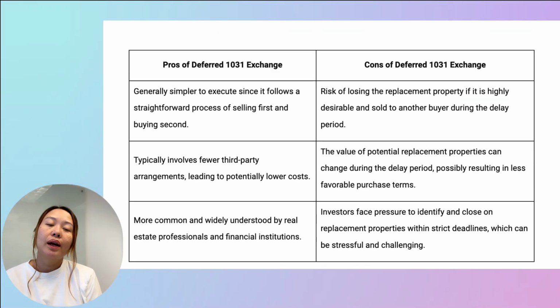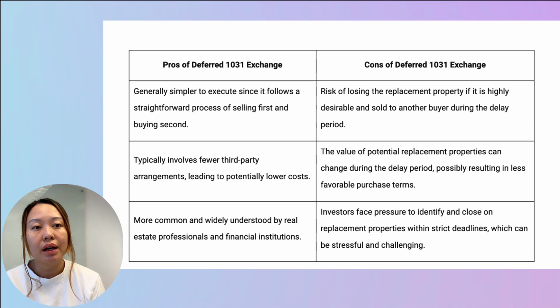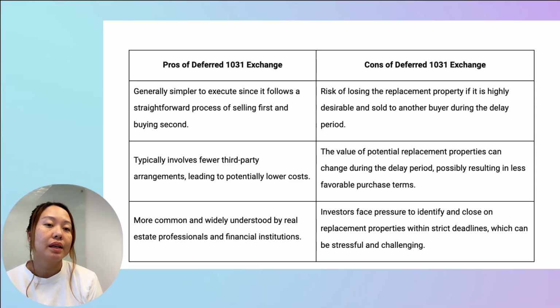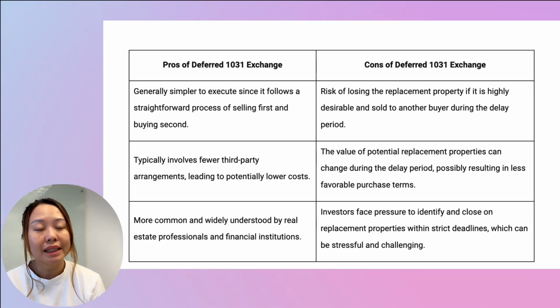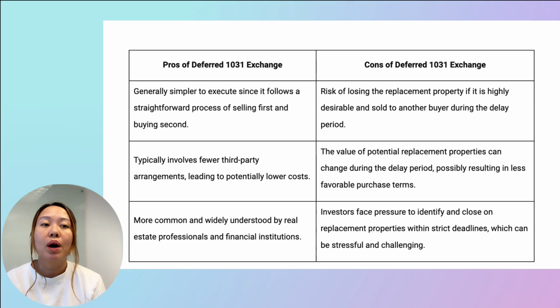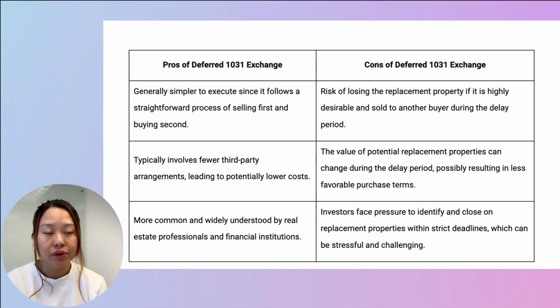Next up, we already looked at the reverse 1031 exchange pros and cons. Now let's look at the pros and cons of the default 1031 exchange, so you can see the differences. One of the pros of the default 1031 exchange is that generally it's simpler to execute. One is you follow a straightforward process of selling first and buying second. The second pro is it typically involves fewer third-party arrangements, leading to potentially lower cost. Another pro is it's more common and widely understood by real estate professionals and financial institutions.